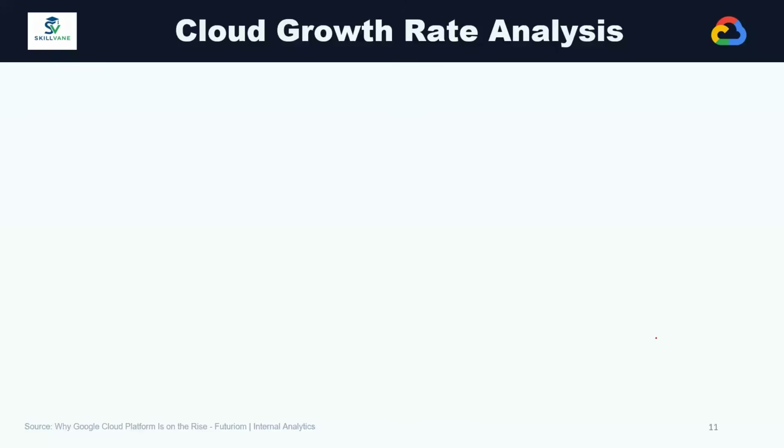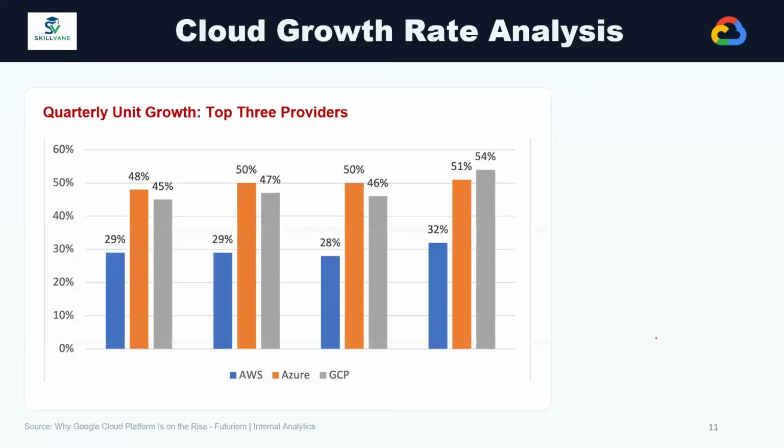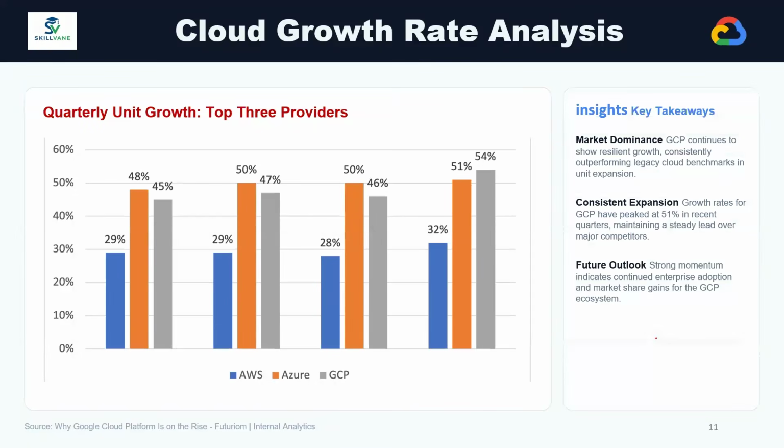And when you look at the growth rates, the Google Cloud Platform growth rate is here, sir. If you can see here, looking at the brown color, the growth rate for GCP is more than any other. If you compare the growth rate of GCP with AWS and Azure, GCP's growth rate is more. That means Google Cloud Platform is growing like anything in the last quarter, right?